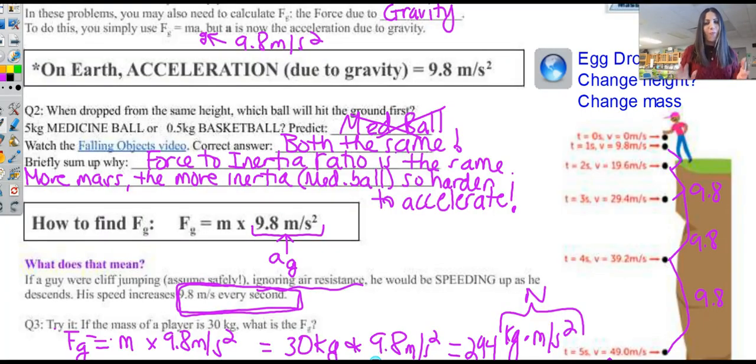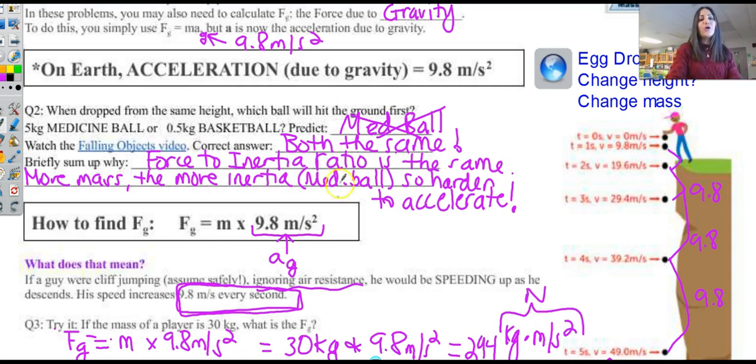Okay, so the question is, what is that big idea? The big idea is that the force to inertia ratio is actually going to be the same. In other words, the heavier ball has more mass, which means it has more inertia. Remember, inertia and mass are directly related to each other. And that means that it's going to resist change more. So even though that one's heavier and you would think it's coming down faster, it's also going to resist the change. So as it turns out, the basketball and the medicine ball are going to end up on the floor at the same time.